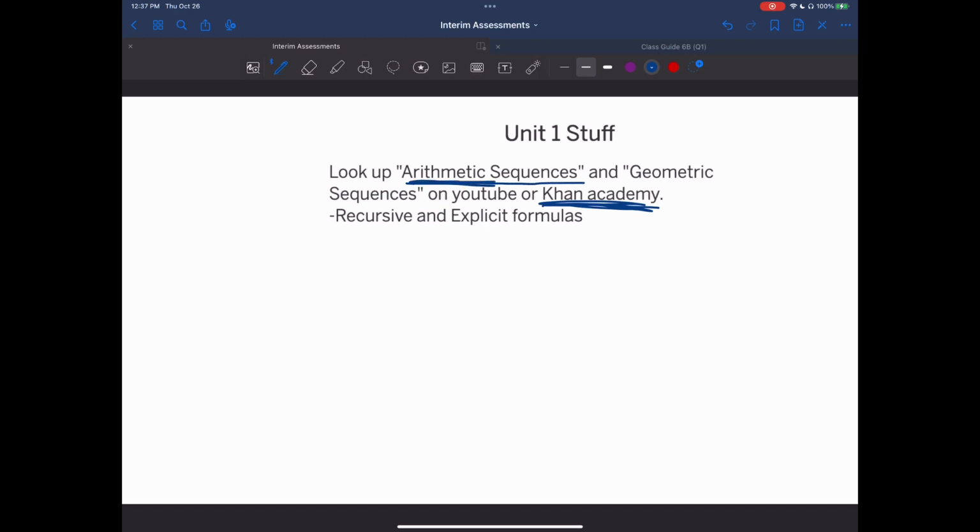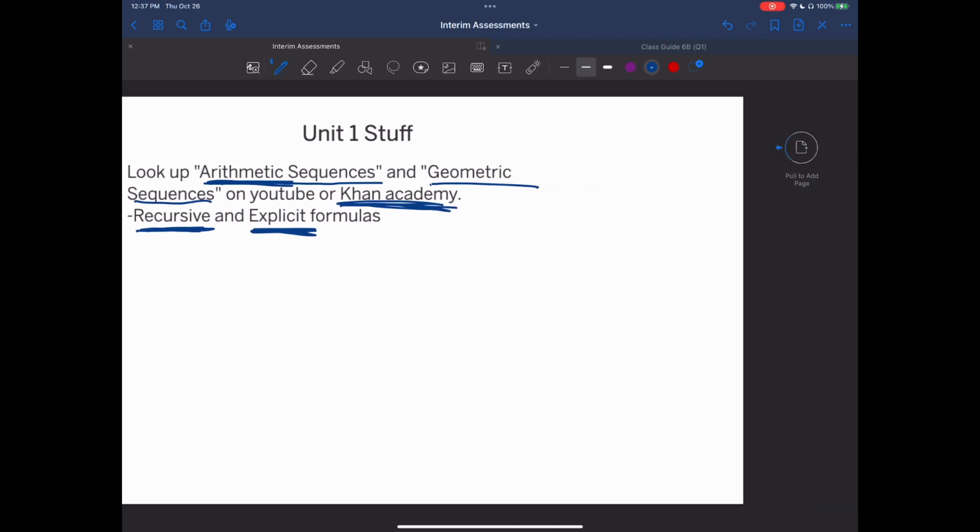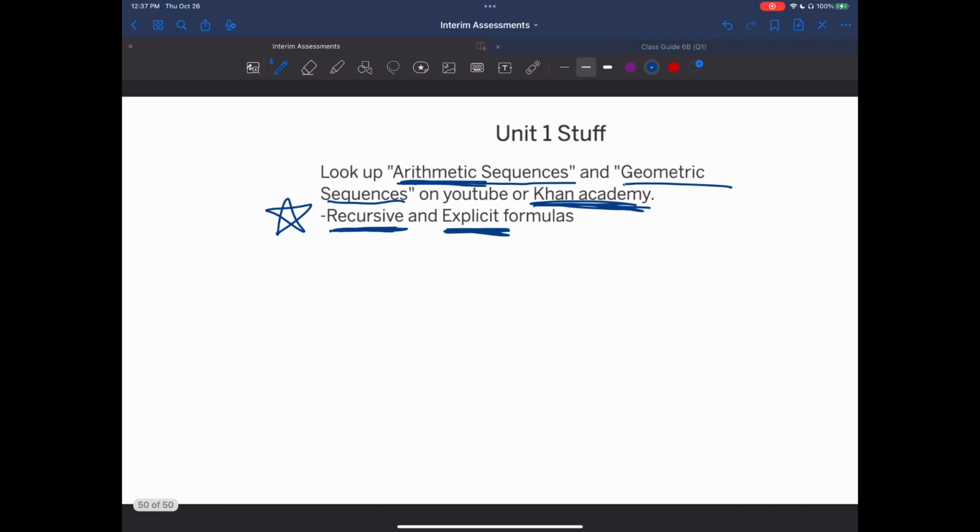Yeah, it looks like they call them arithmetic, and something called geometric sequences. It is possible they'll ask you on your tests about recursive formulas and explicit formulas. So if you want to look at videos that talk about those, you can do that as well. So that's just some extra. If you want to be super duper prepared for this thing, search that.